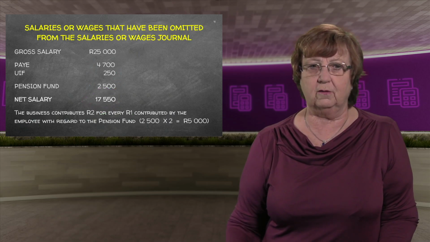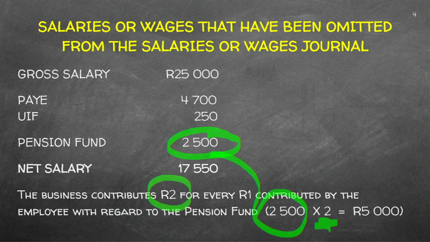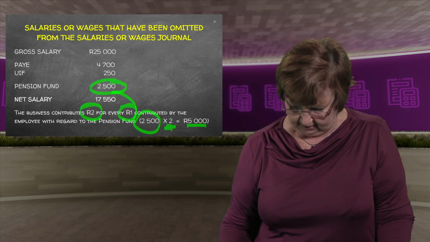So let's have a look. Same slide. The only thing I'm doing here is I'm showing you the calculation. So my pension fund contribution was 2,500. Can you see I've brought it down there? And I'm going to multiply it by 2 because the business contributes 2 Rand for every 1 Rand that I contribute. And so 2,500 times 2 will give me 5,000 Rand. Press save button because we're going to move on to that just now.